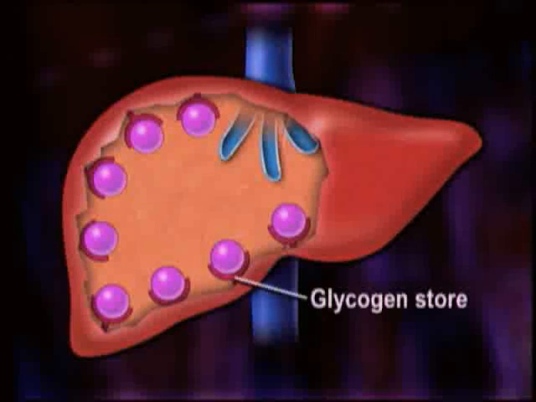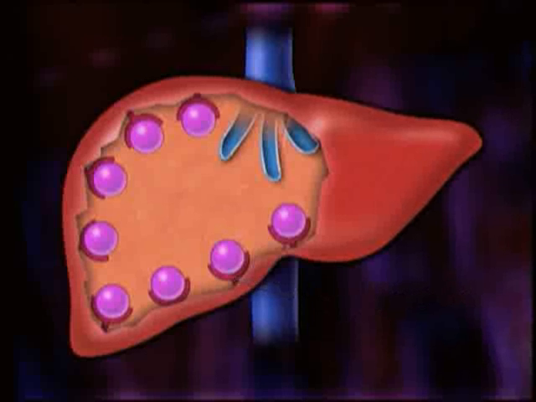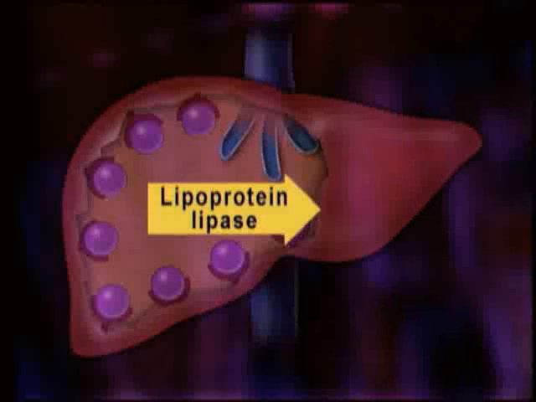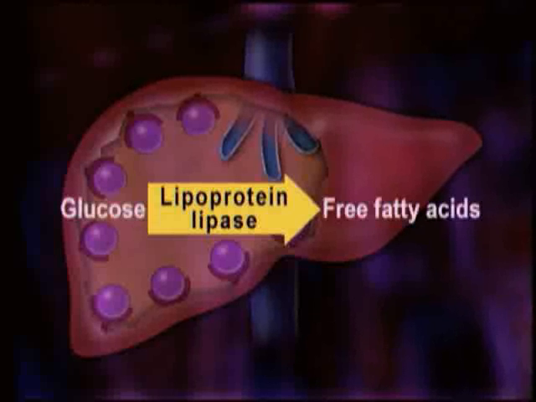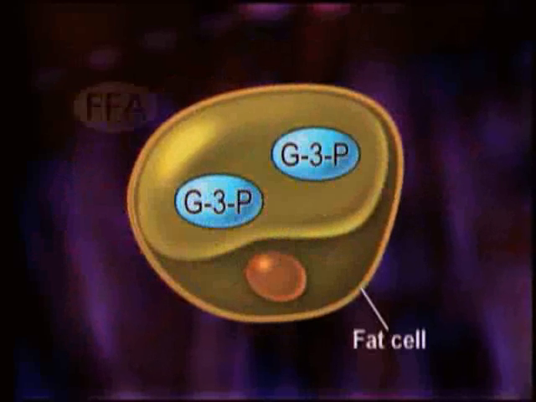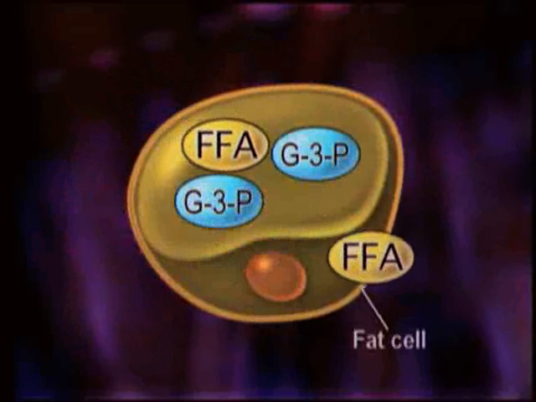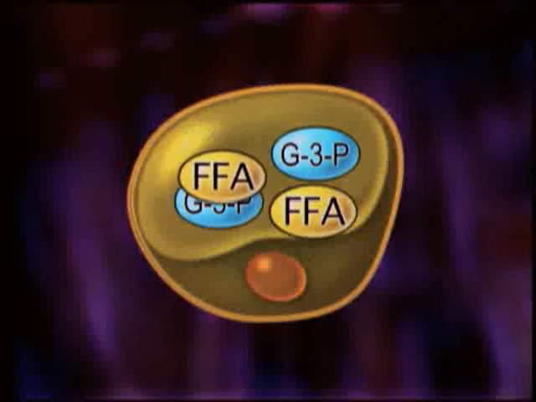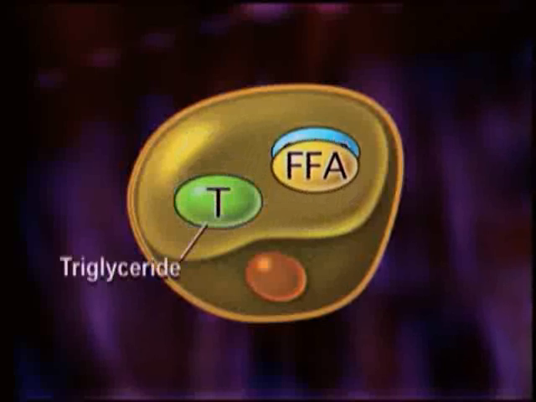Third, when the glycogen stores are full, insulin stimulates the enzyme lipoprotein lipase to convert excess glucose into free fatty acids. These fatty acids are absorbed by fat cells, where they combine with glycerol 3-phosphate, or G3P, to form triglycerides.